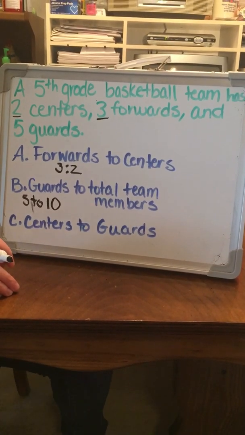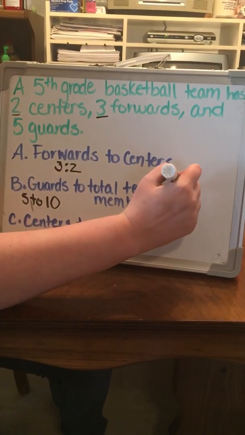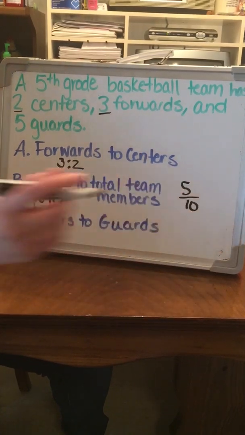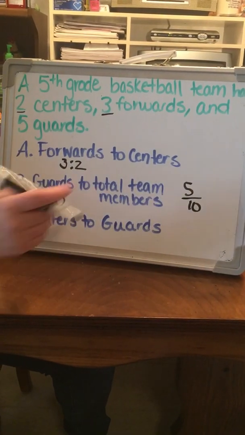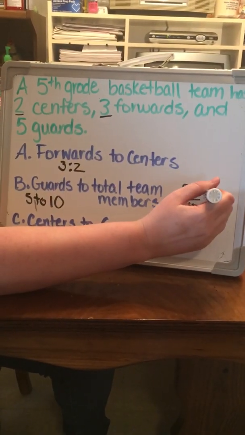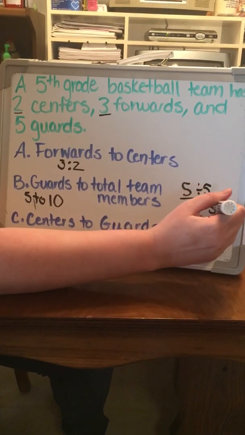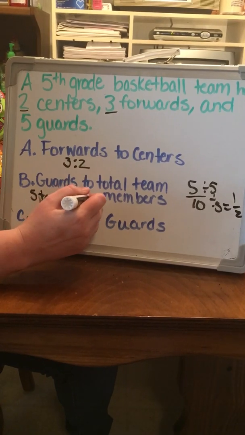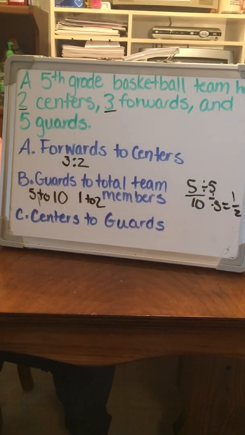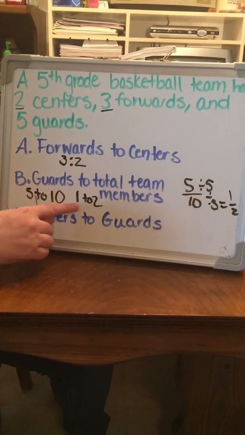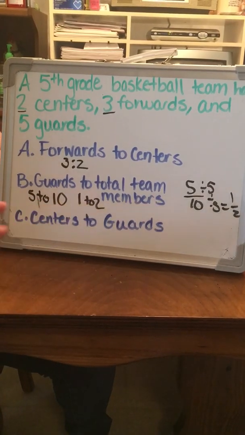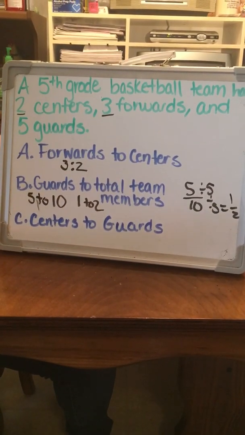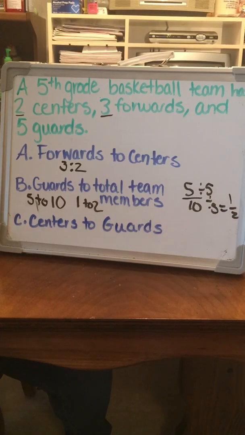Now, can this be reduced? If I have the fraction 5-to-10, can't I reduce that? Yes, I could divide both the top and the bottom by 5, and I would get 1/2. So you could also write this as a 1-to-2 ratio, which means that for every 1 out of every 2 players basically is a guard on the team.